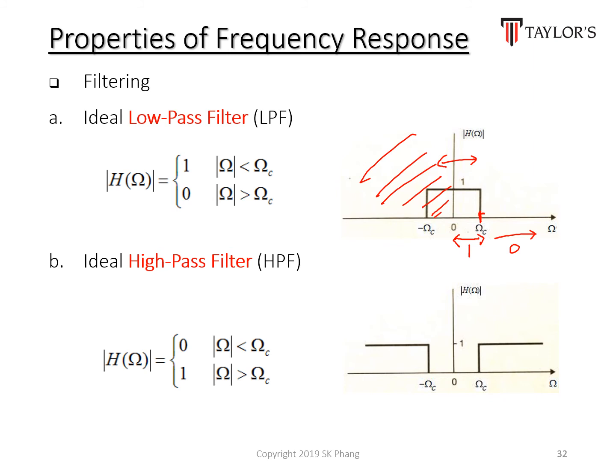And similarly, we can design different types of filters. For example, this one is a high pass filter. A high pass filter also has an omega c, the cutoff frequency. Anything above omega c will pass through. This one is pass through. Anything below omega c will not pass through because it's multiplied by 0. So therefore, this is a high pass filter.